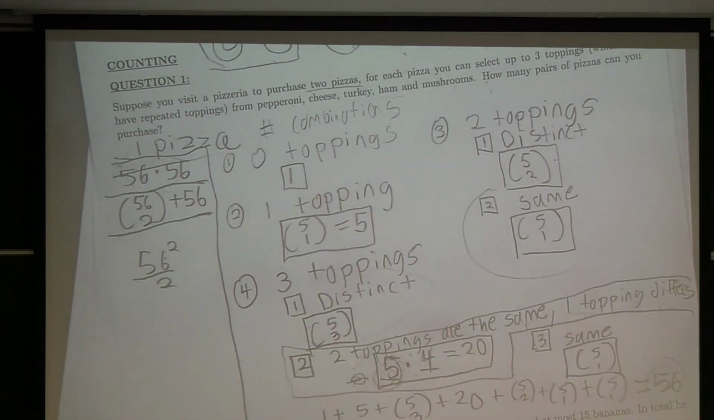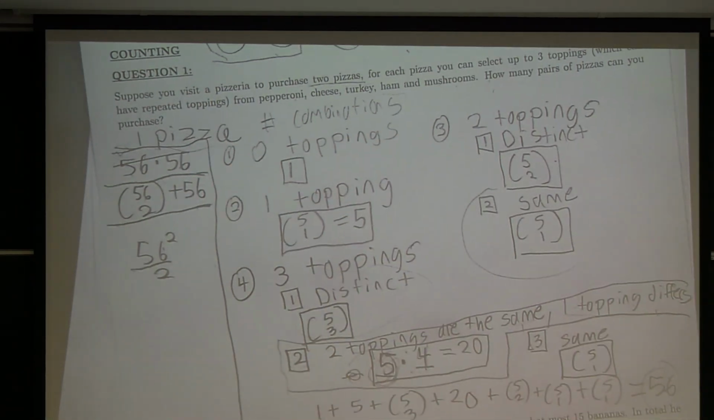And the reason why we add 56 is because if they're the same pizzas, it's not included when we do 56 choose 2.